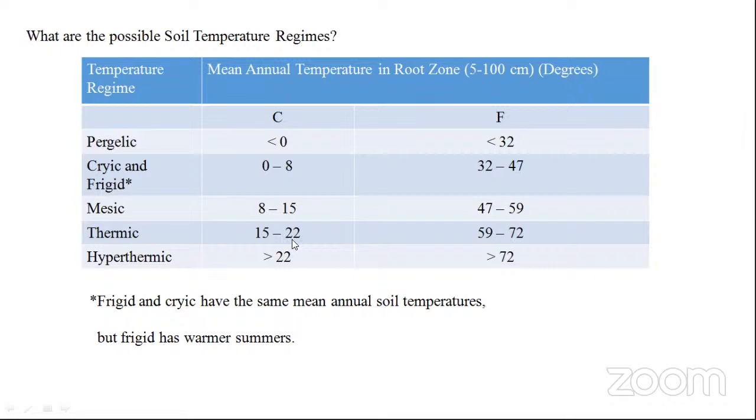Thermic means 15 to 22, in Fahrenheit 59 to 72. Hyperthermic means more than 22, which is more than 72 in Fahrenheit. So these are the different temperature regimes.